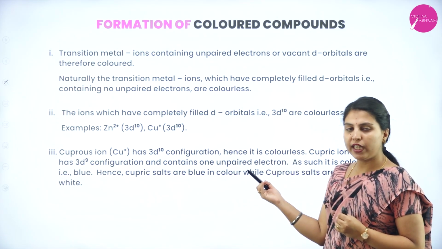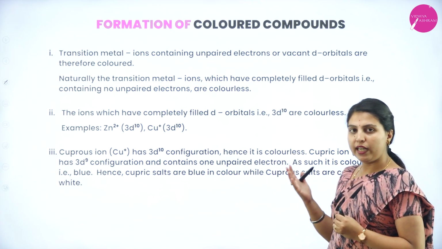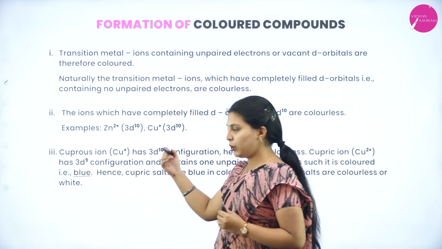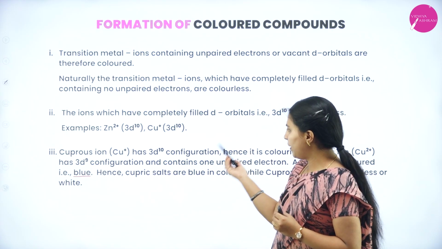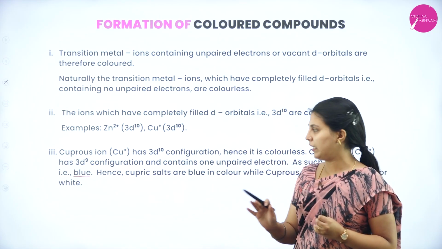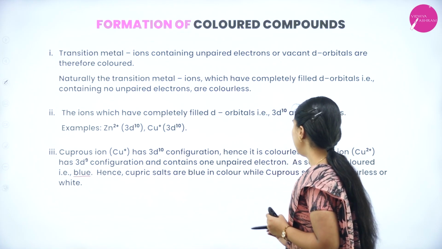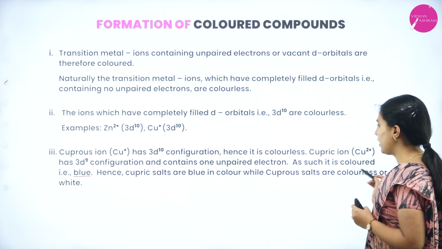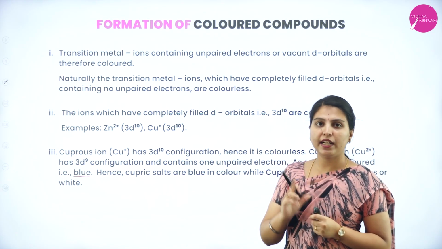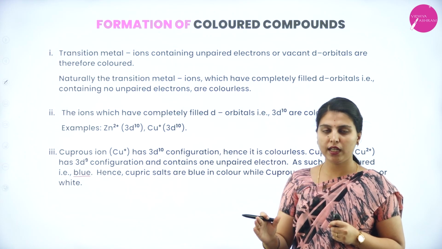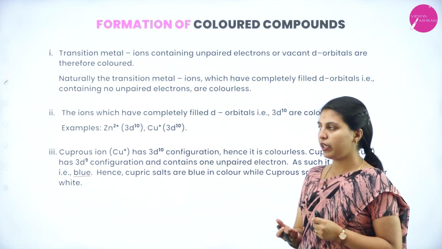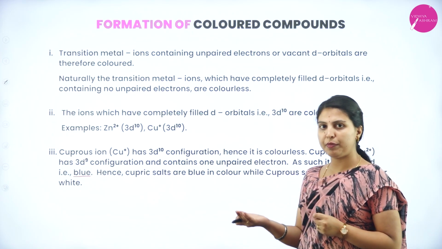In 3d9 configuration, one electron will be less, one electron will be unpaired, so it will show blue color. When it is Cu+, that is 3d10 configuration, no unpaired electron, it will not show any color. Hence, cupric salts are blue in color, while cuprous salts are colorless or white. Here you have to understand that whenever unpaired electrons are present, they will show color. Whenever there are no unpaired electrons in the electronic configuration, they will not show color, or it may be white.